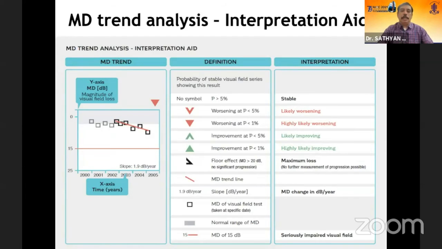You can see the symbols over there, like how much it is worsening. For example, it is 5% probability or 1% probability. You can see that inverted triangle over there. Then you have the red and green colors. And also you have the floor effect, which has been depicted as black in color.